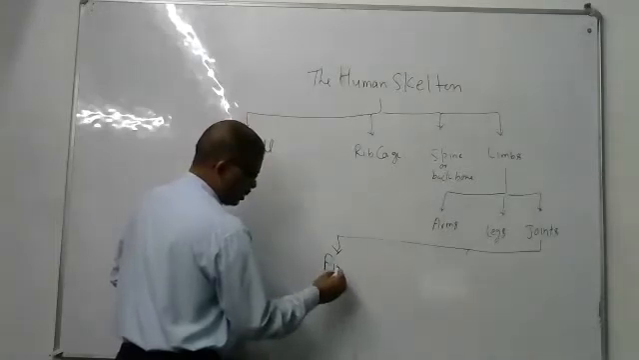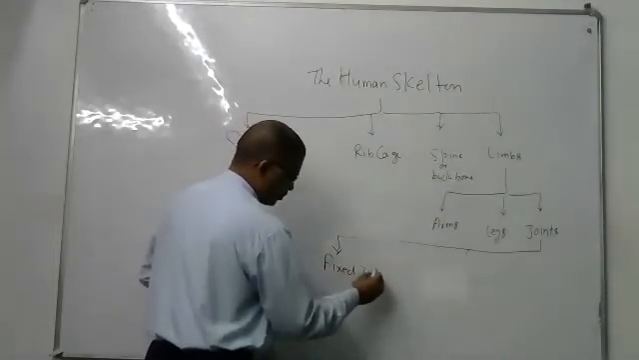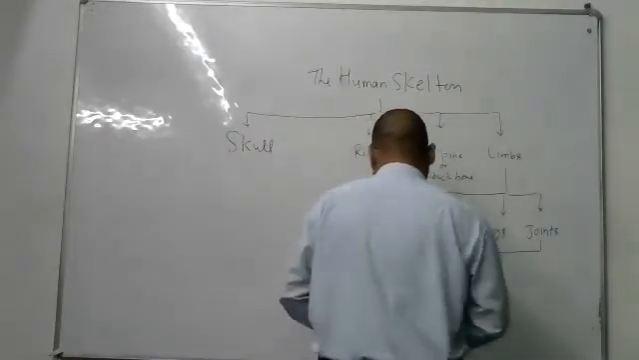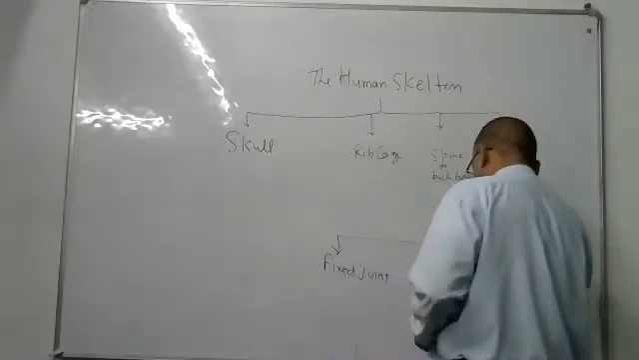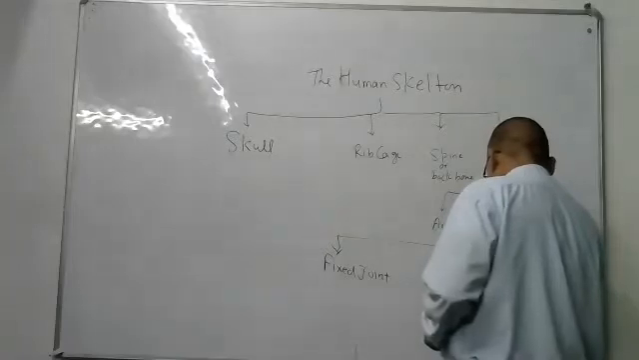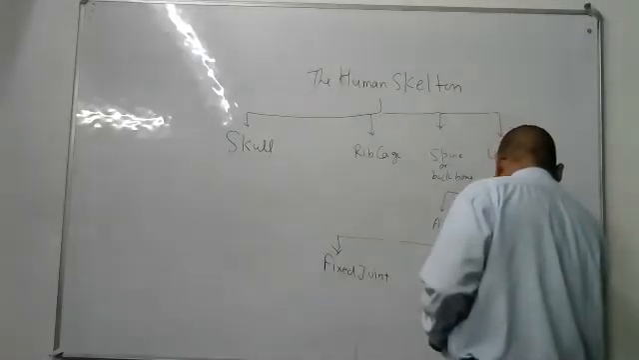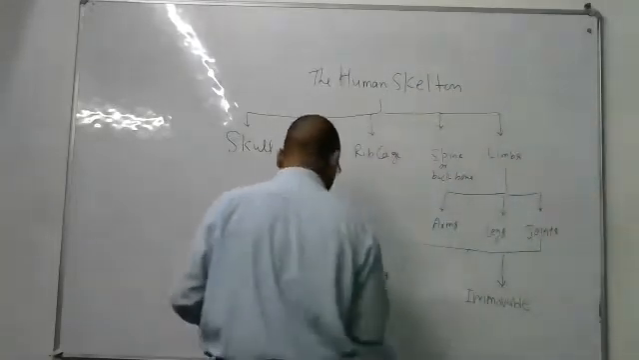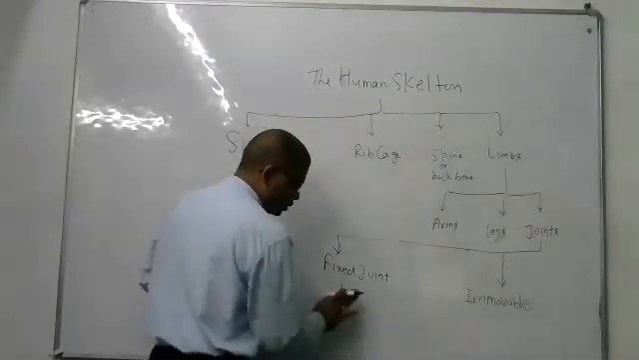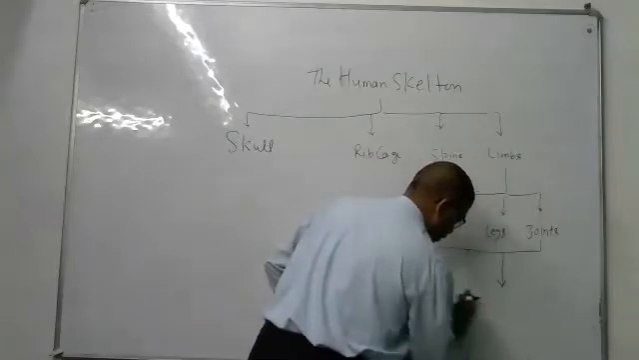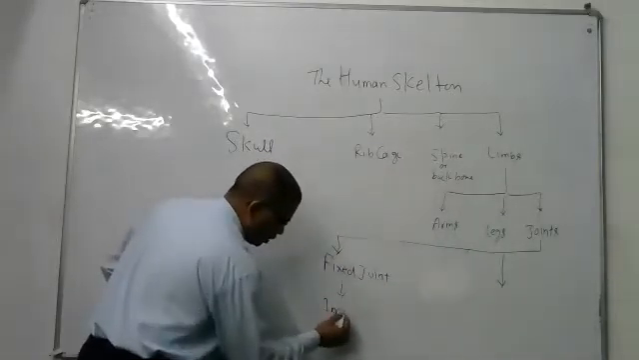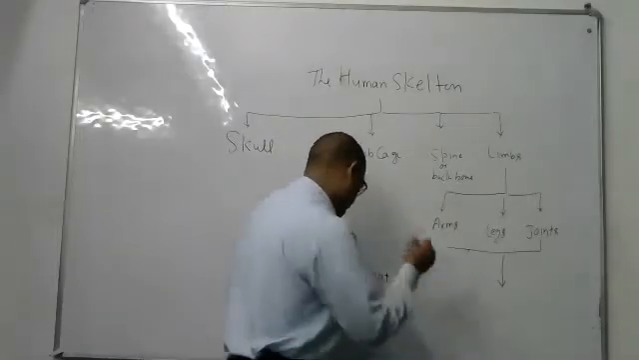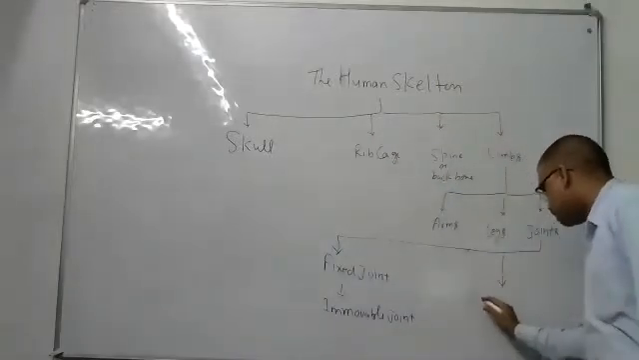One is called fixed joints, which are also called immovable joints, whereas another kind of joint is called movable joints.